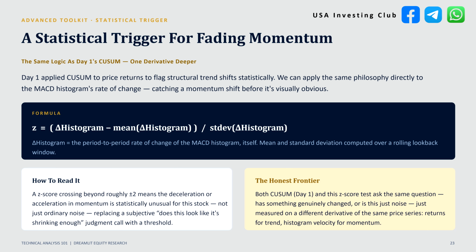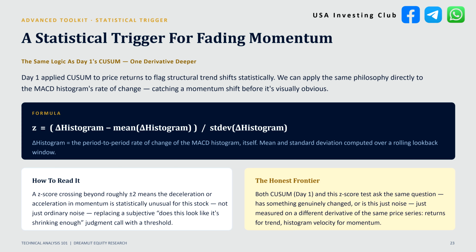Let's close the advanced module with a statistical trigger for fading momentum. The same underlying logic as the QSM method from day 1, applied one derivative deeper. Recall that day 1 applied QSM directly to price returns, to flag structural trend shifts statistically rather than by eye. We can apply that exact same philosophy to the MACD histogram's rate of change instead, which lets us catch a momentum shift before it's visually obvious on the chart.